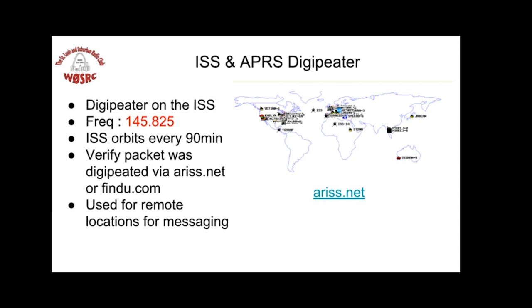The website to see all of those locations, it's a little wonky. It's 1980s, but it works. ARISS.net or findyou.com are the two sites that you can go to and find that info. So let's say you're out in the middle of nowhere, you have no Digipeaters, you got to get a hold of somebody. Well, you can put it on 145.825 and maybe get the ISS to Digipeat your signal. Okay?